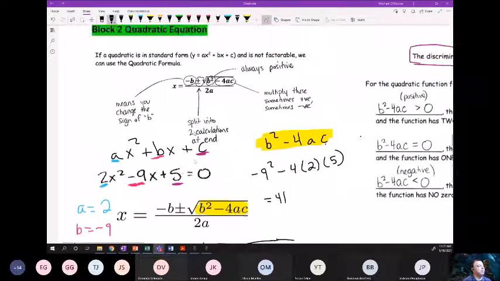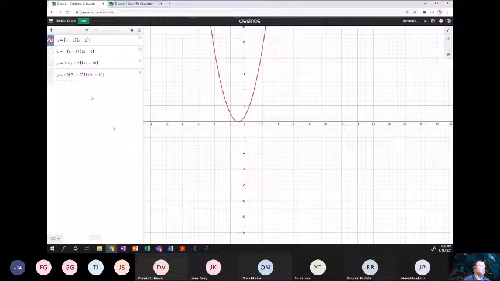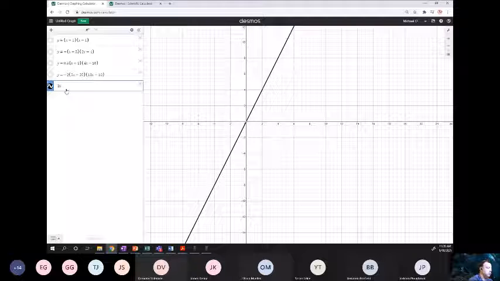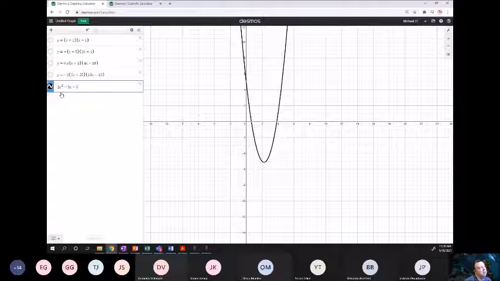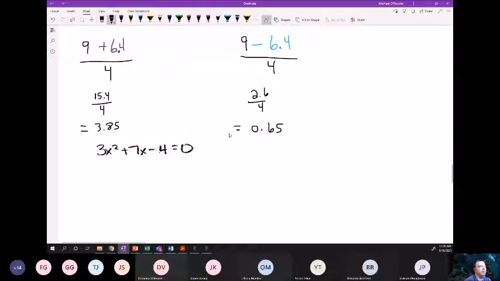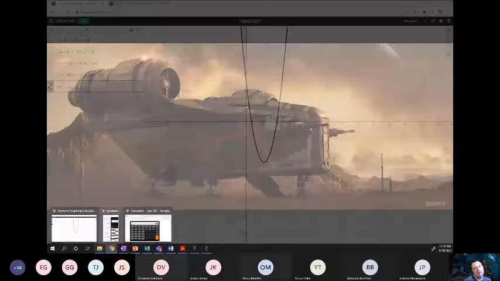So let's double check this. What's my original equation? 2x squared minus 9x plus 5. So if I go here, I type in 2x squared minus 9x plus 5, right? You can see where it hits the x-axis is, what's that, 3.8 and 0.65? What were our answers? Our answers were 3.85 and 0.65. So pretty much bang on. There's a little bit of rounding in there, right? But exact same answers.